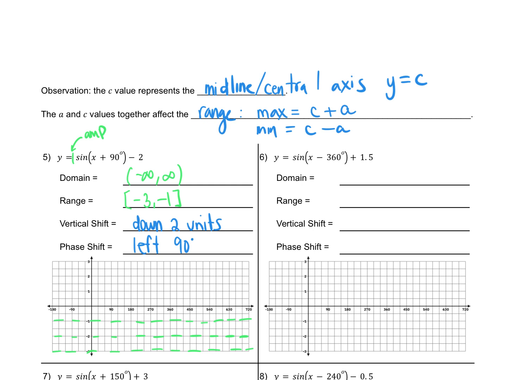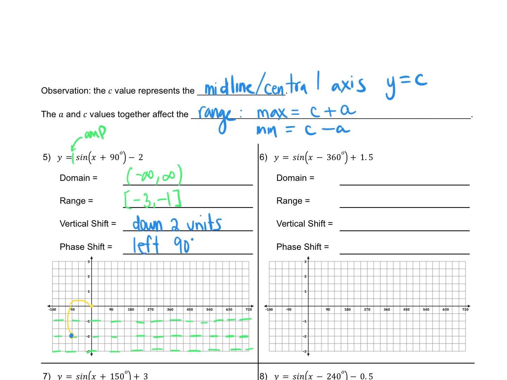But if you want to try to do this in one step, I know my original point on the sine function used to be at the origin. If I can just shift that original point, I know what the rest of the pattern should look like. So from that origin, I'm going to go to the left 90 degrees and then down 2. And there we are. I know this is correct because a sine function begins at the midline, and the point that I just plotted is a midline point.